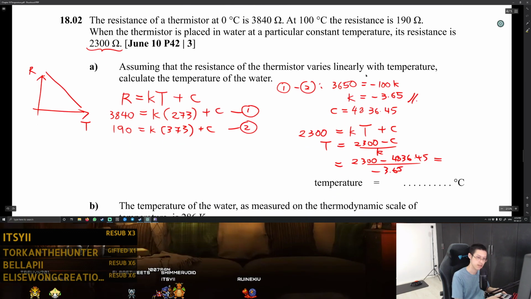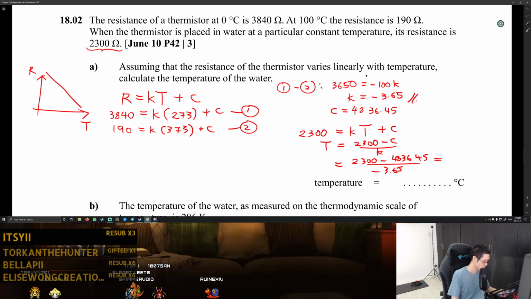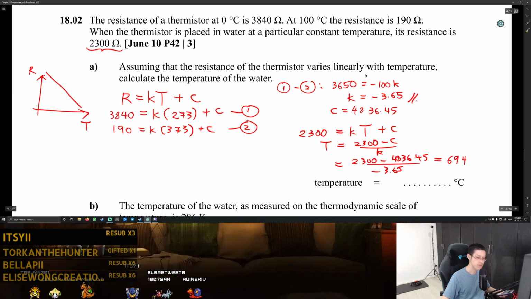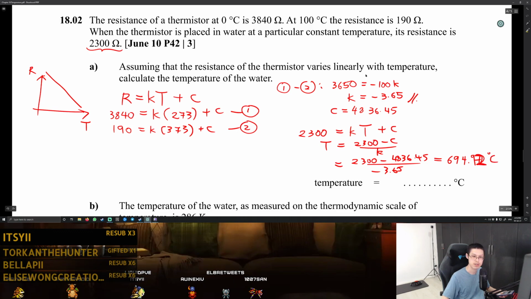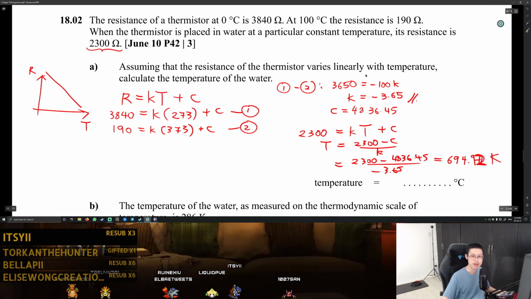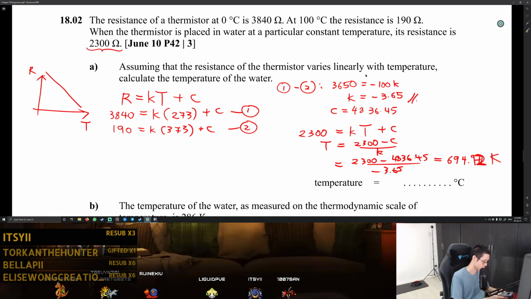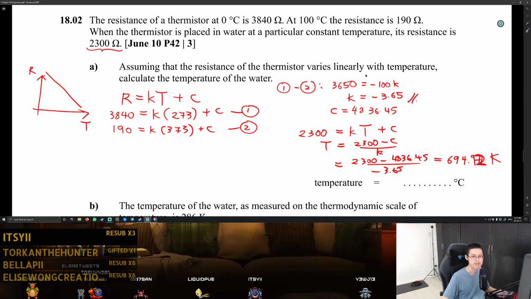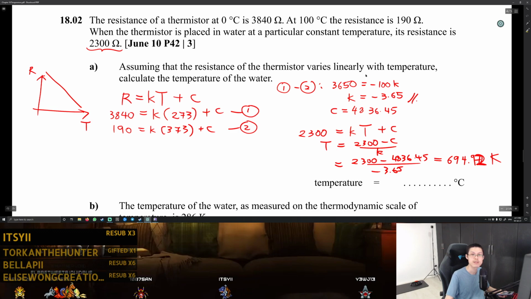And what did we get? We're going to end up with 694.9792, sorry, degrees Celsius. No, sorry, this is in kelvins. And now we change it back to degrees Celsius. So we have to subtract 273, which gives us... Wait a minute. That is way too large. What? Oh, sorry. I messed up my K. My K should be 36.5.